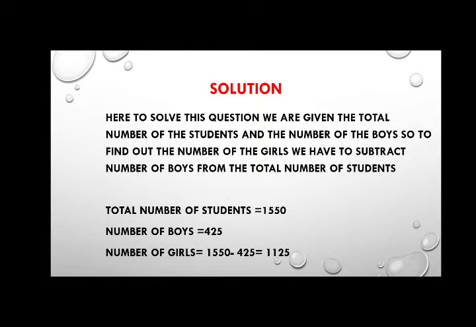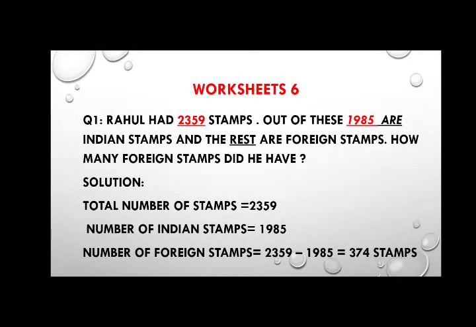One thing to be noted here is that you are to subtract in the same way in which you did for your previous worksheets. Coming on to worksheet number 6, question number 1. Rahul had 2359 stamps. Out of these, 1985 are Indian stamps and the rest are foreign stamps. How many foreign stamps did he have?